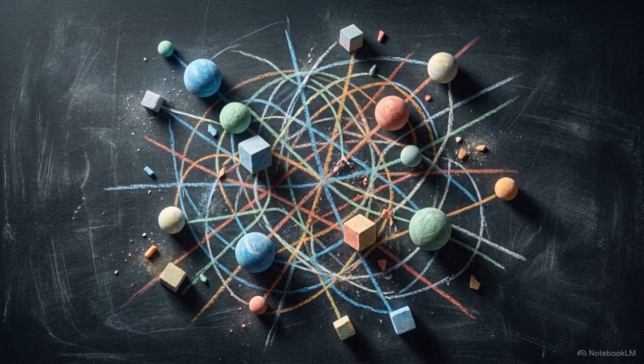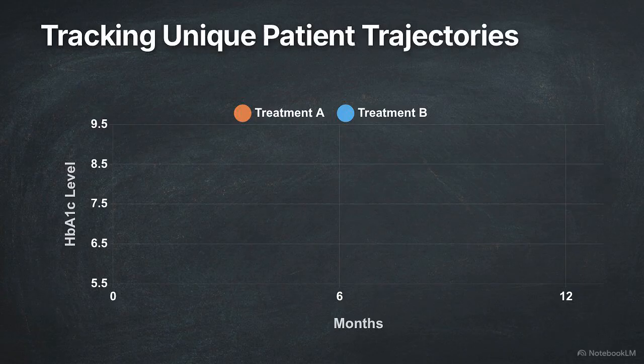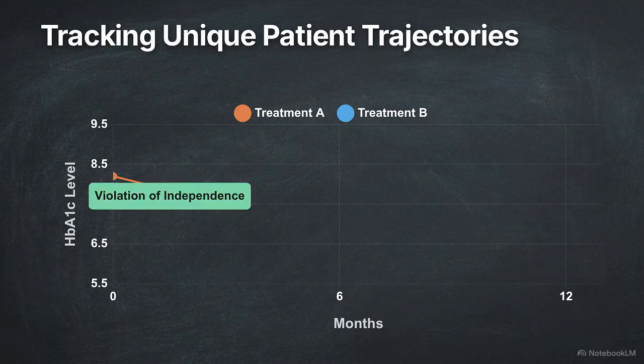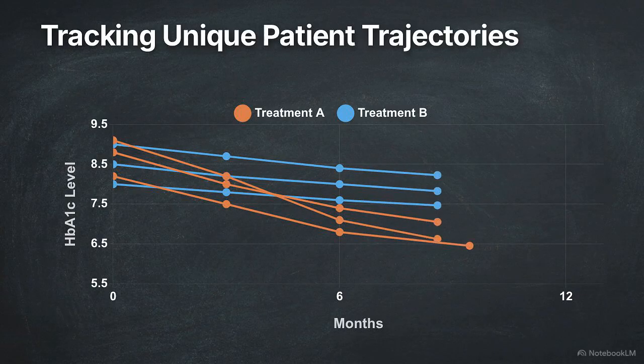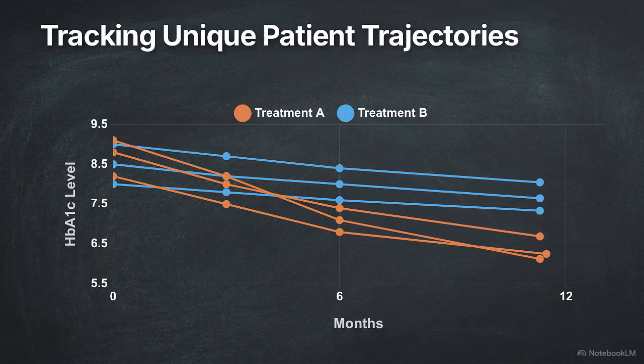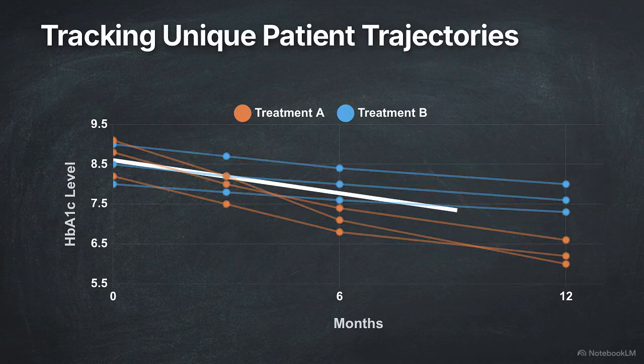Returning to our cohort, we face a structural challenge. Using multiple HbA1c measurements from the same patient over 12 months causes classical regression to collapse. Repeated measurements from a single individual violate the statistical assumption that all observations are completely independent. A patient's blood sugar at month 3 is inherently tied to their measurement at month 0. To analyze these individual trajectories, we must ask, how does HbA1c change over time, and do those paths differ between treatment A and treatment B?